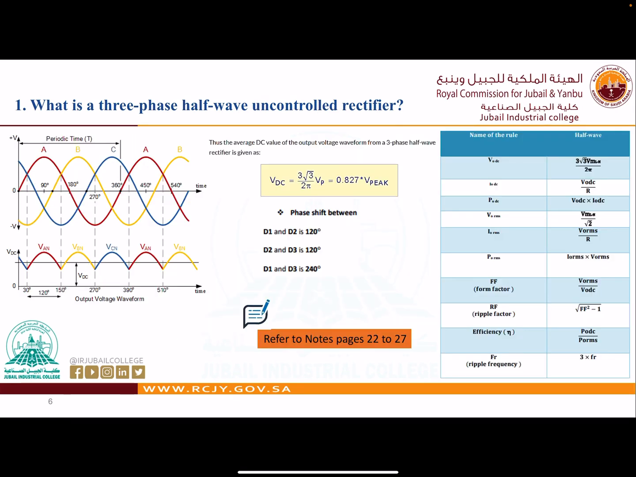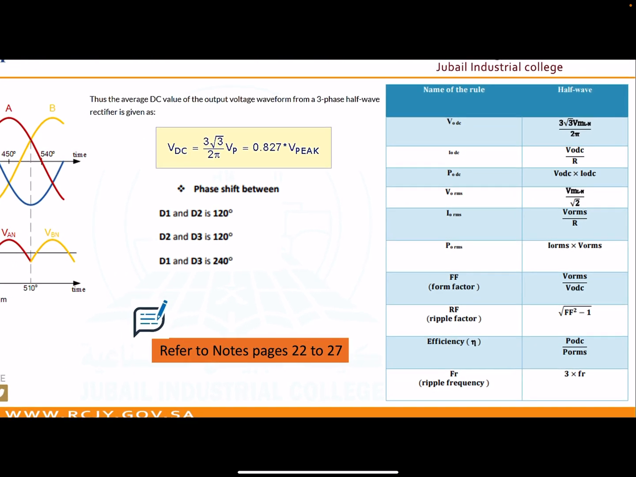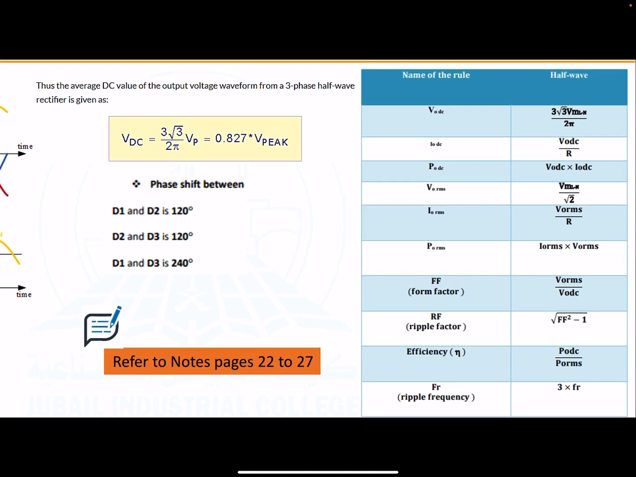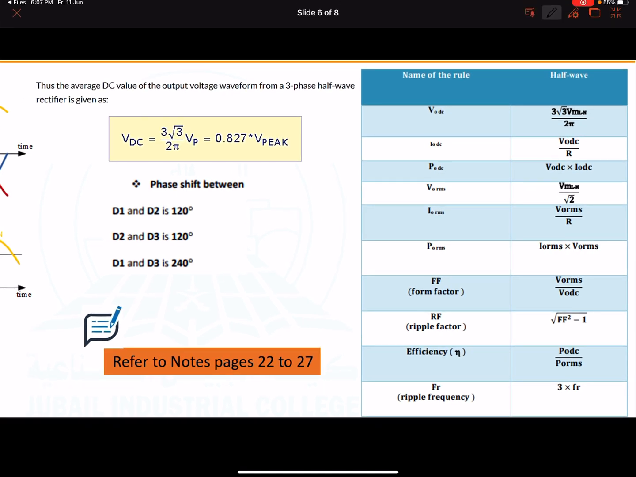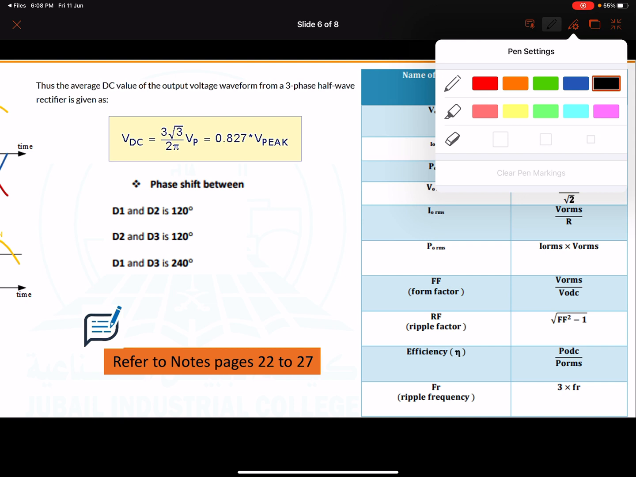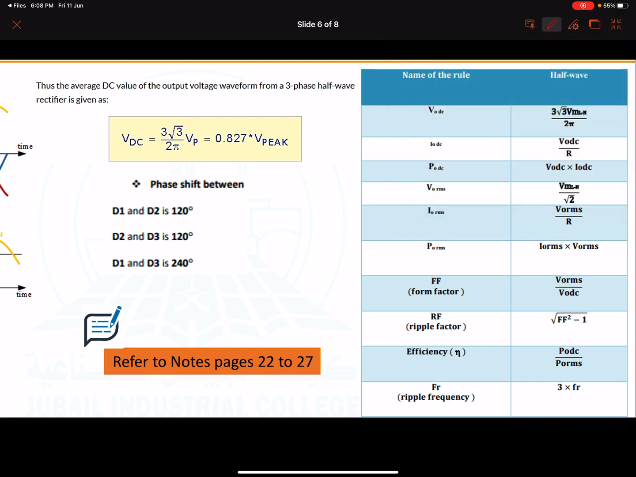Now, for the three-phase half-wave uncontrolled rectifier, we know from our notes, guys, these are the formulas for the three-phase half-wave rectifier. Now, this is our formula. Why do we have three here, guys? This is for the V out DC. This is how to calculate V out DC.